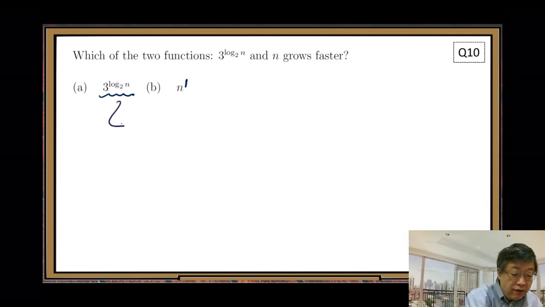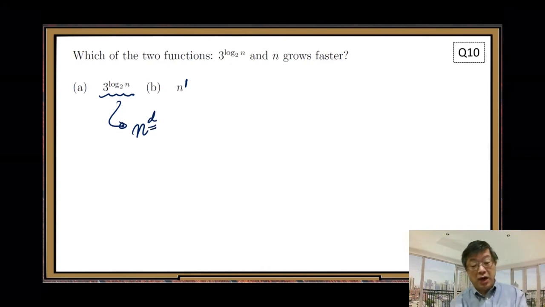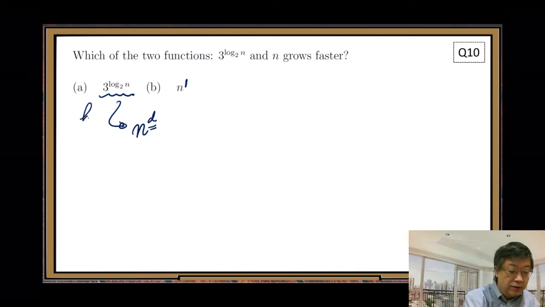If you can convert the first form to n to the exponent of some constant number d, then we can compare d and 1. Which one is larger? Which one is smaller? So the question is how to do this conversion. We need to use some special property of log and exponential functions.